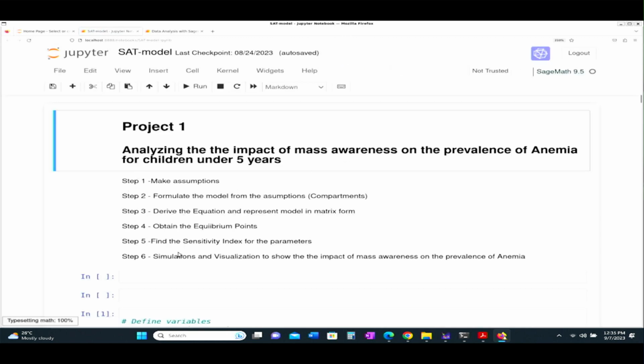Actually, this was the project I thought we were going to look at initially. I told us before that we want to look at analyzing the impact of mass awareness on the prevalence of anemia for children under 5. So the first thing you do for such models is to make assumptions. They call it the SAT model, and for the SAT model, you have the following compartments. It's just like your SIR, but a bit different.